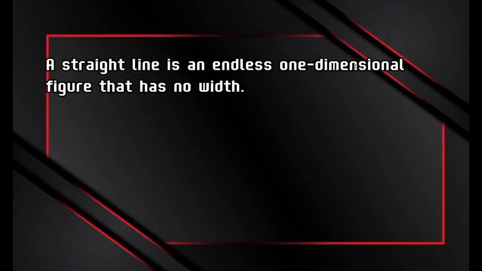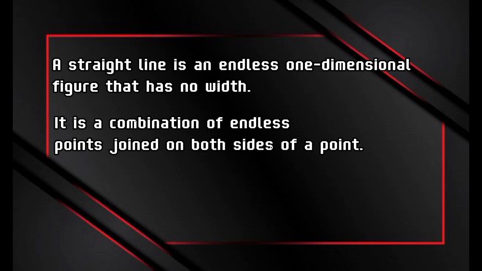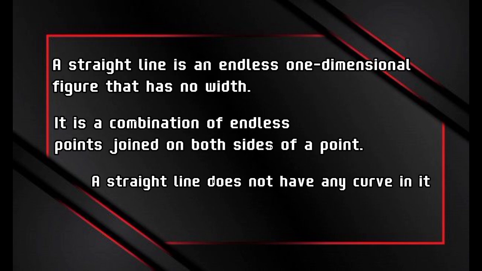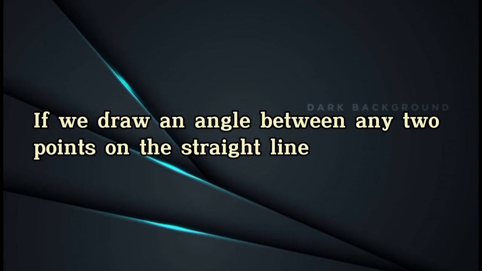Straight line. It is an endless one-dimensional figure that has no width. It is a combination of endless points joined on both sides of a point. A straight line does not have any curve in it. It can be horizontal, vertical, or slanted. If we draw an angle between any 2 points on the straight line, we will always get 180 degrees.